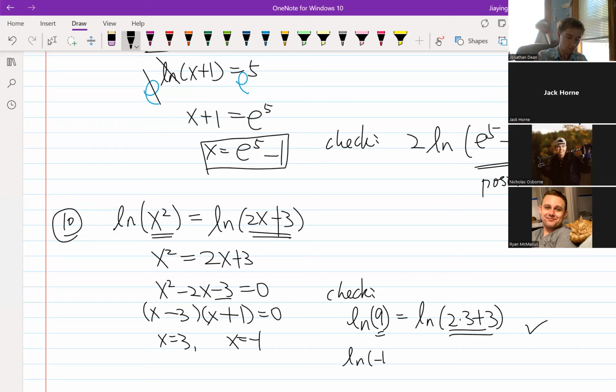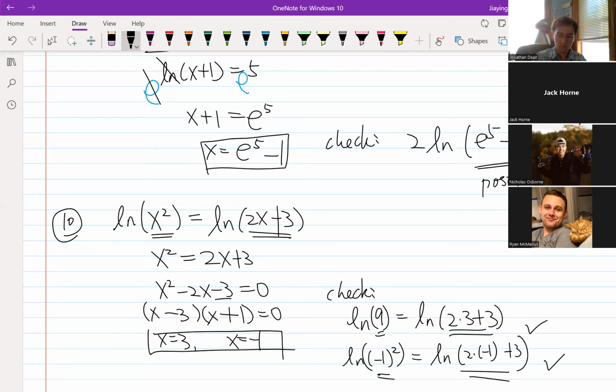So we get natural log of -1 squared. Is that equal to natural log of 2 times -1 plus 3? And it looks like we're fine, because again, we get positive inside the natural log. That's positive. This is also +1. So both solutions work here. But again, be careful. Sometimes one of the solutions may not work. And a quick way to know that it doesn't work is when you put it into the log, you get a negative value from the parentheses part.